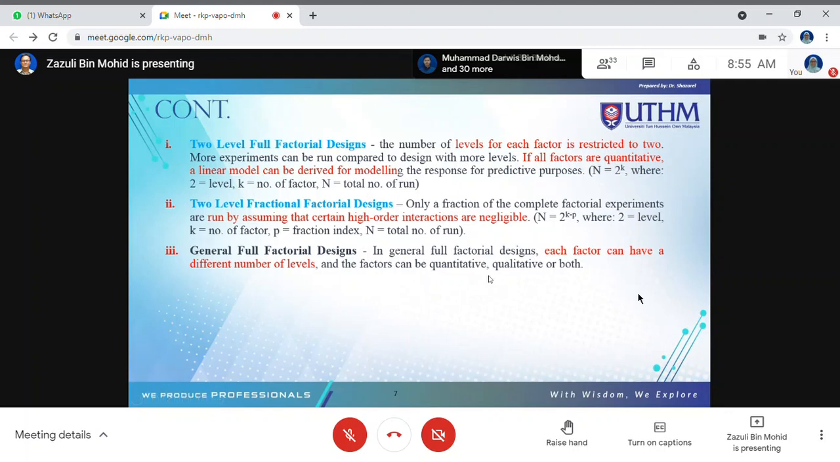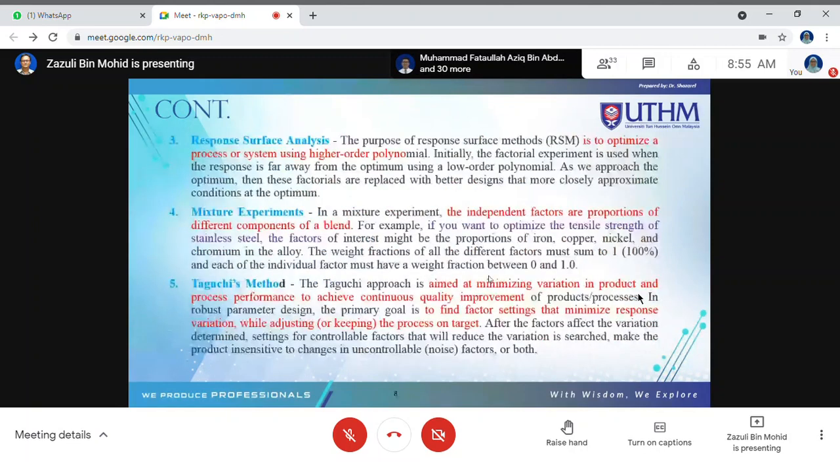And there are also other designs. One is response surface design. A response surface design is mostly used to conduct experiments moving away from the optimum using a low order polynomial.